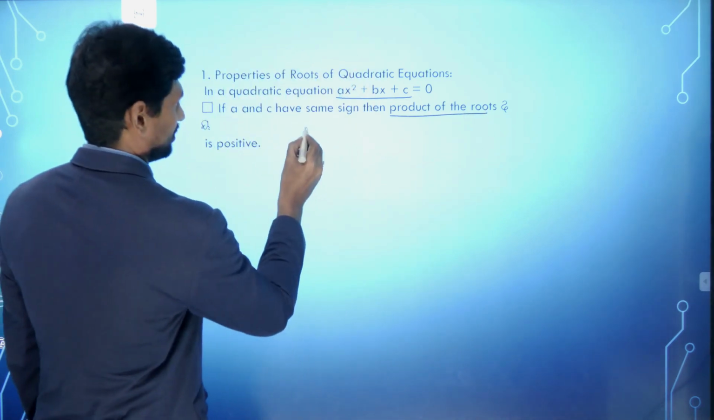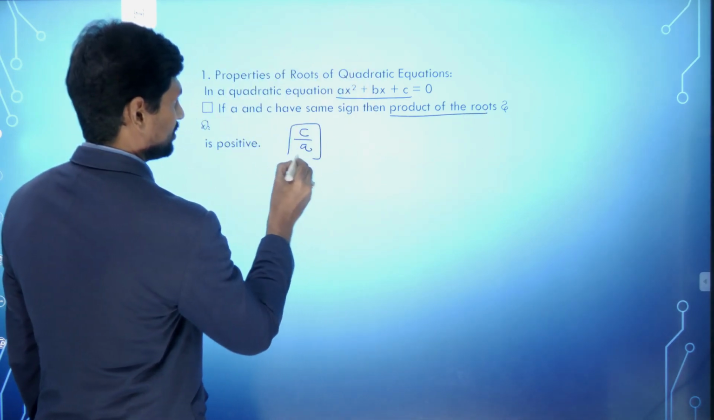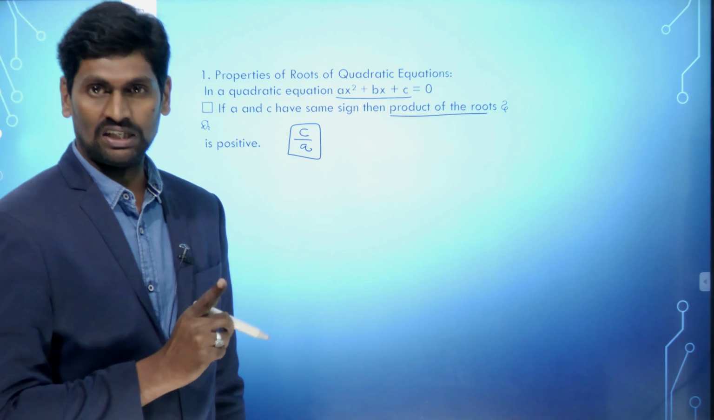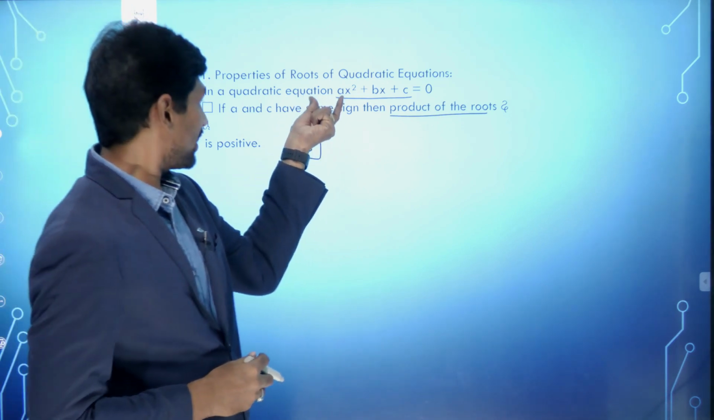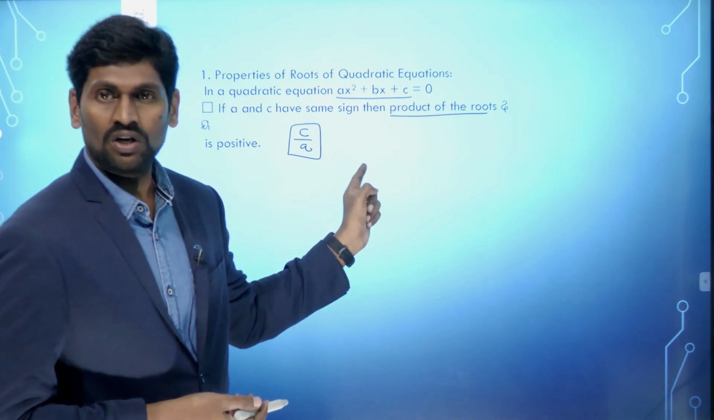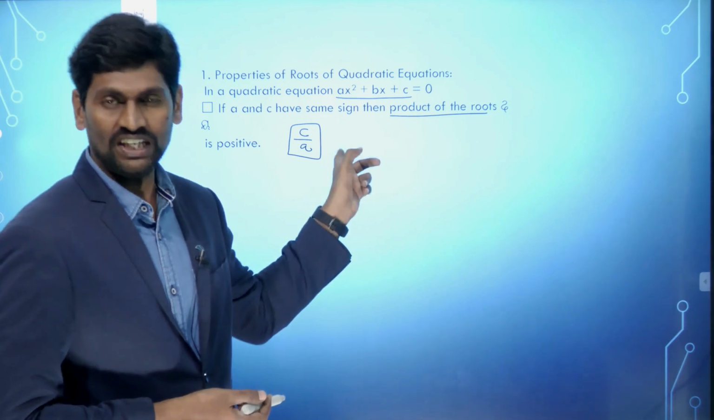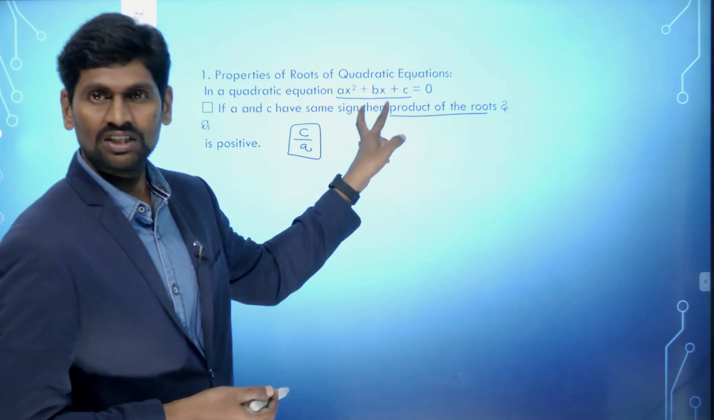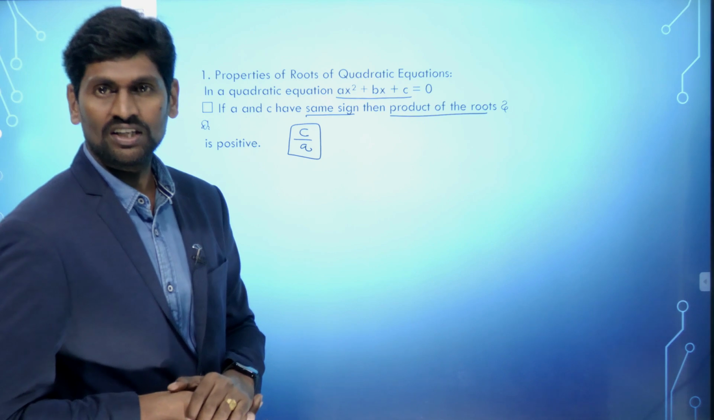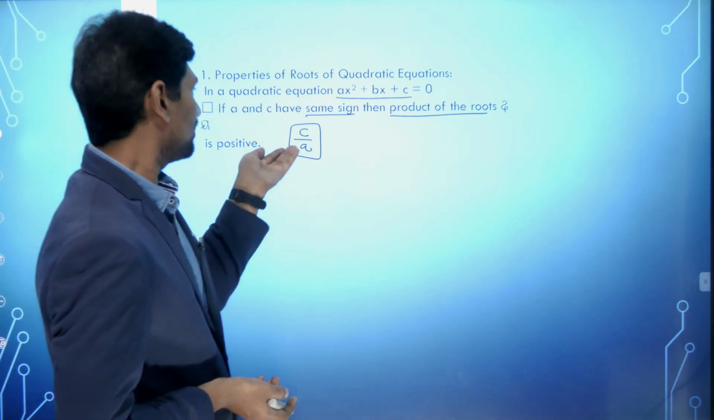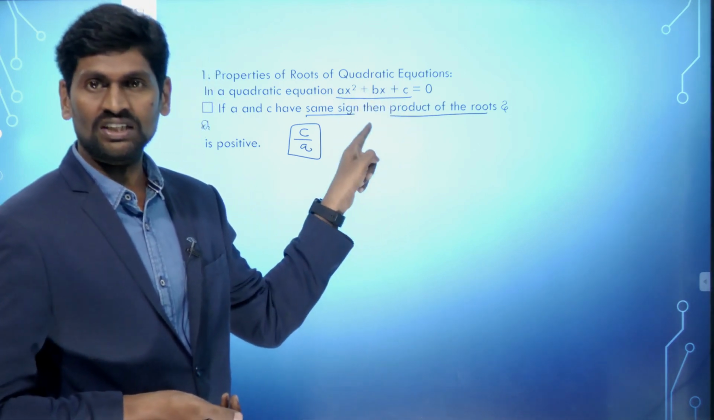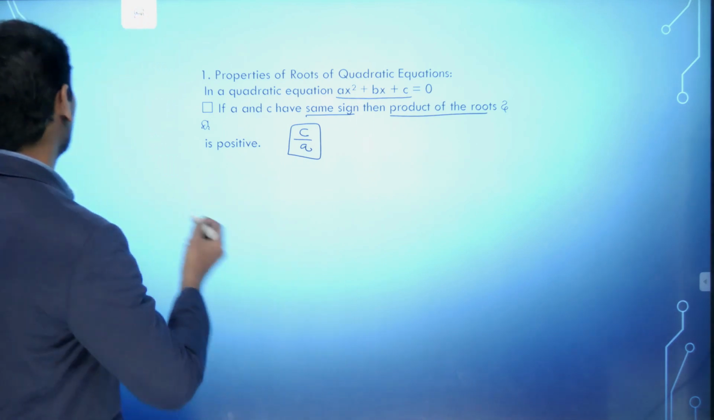Now see the first one: if a and c are having the same sign, then the product of roots, c by a, is positive. This is the point we have discussed in our earlier classes. In a quadratic equation ax square plus bx plus c equal to 0, where a is the x square coefficient and c is the constant term, if both are the same sign, then c by a is also positive. That means same sign is nothing but positive here. Whether a and c are both negative or both positive, we will get c by a, the product of roots, positive. This is one point we discussed.